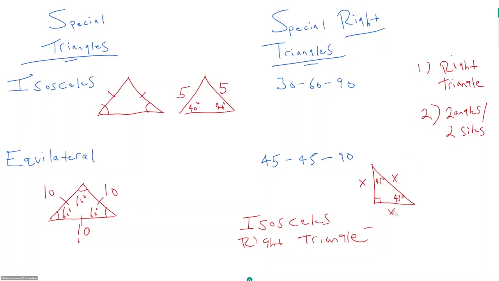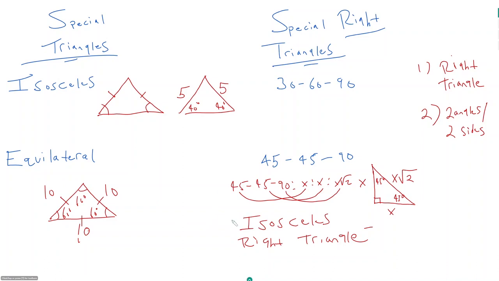So if this side is x, this side is x, and it's a right triangle, the hypotenuse must be x rad 2. This ratio always applies for 45, 45, 90 degree triangles. The side lengths always correspond to the angle, the side opposite the given angle. So opposite the first 45, you have an x. Opposite the second 45, you have another x. Then the side opposite your 90 is your x rad 2.